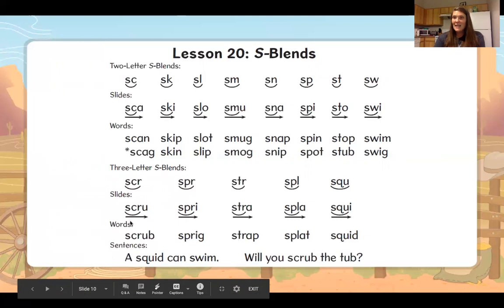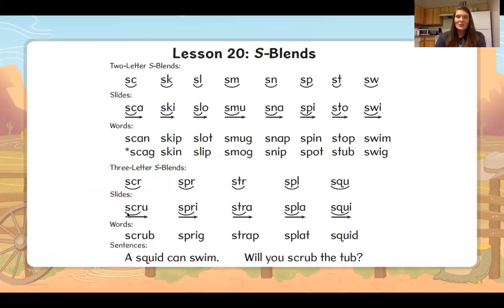Okay, then we have some three-letter S blends to read on the next line. So let's read the slides together. SCRU says scruh, sprit, stra, spla, squid. All right, you read the words. Okay, let's read them together. Scrub, sprig, strap, splat, squid.